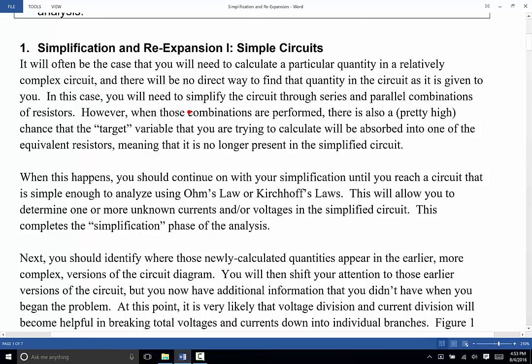But I wanted to prepare you for the fact that what we're going to do is simplify the circuit to get it down to maybe just an application of Ohm's law or Kirchhoff's laws. And then we're going to go back to an earlier version of the circuit. The reason why we have to go back to the more expanded or more complex version of the circuit is that when we combine resistors in series and parallel, it's going to eliminate some variables that we might need to keep. Maybe the target variables that we're trying to calculate may actually disappear from the circuit.